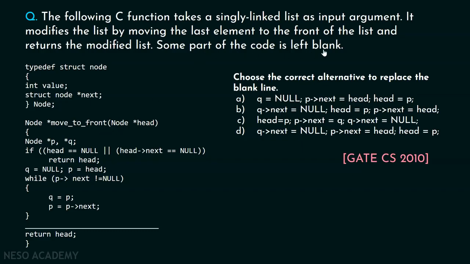Now here some part of the code is left blank. You can see over here, this part of code is left blank. Choose the correct alternative to replace the blank line. These are the alternatives available in front of us. We need to choose the correct alternative. This question has been asked in GATE CS 2010.